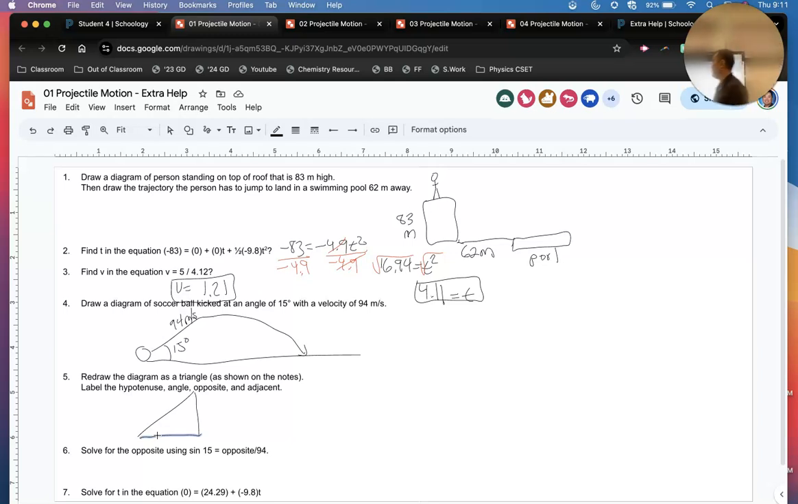Where's the 15 degrees in this triangle if we imagine the soccer ball kick as a triangle? It would be on the left. Like that. Okay, lower left. So everyone on the test, when you have a soccer ball or a football or anything kicked, the angle that the object is traveling is going to be in the lower left. Check your answers.